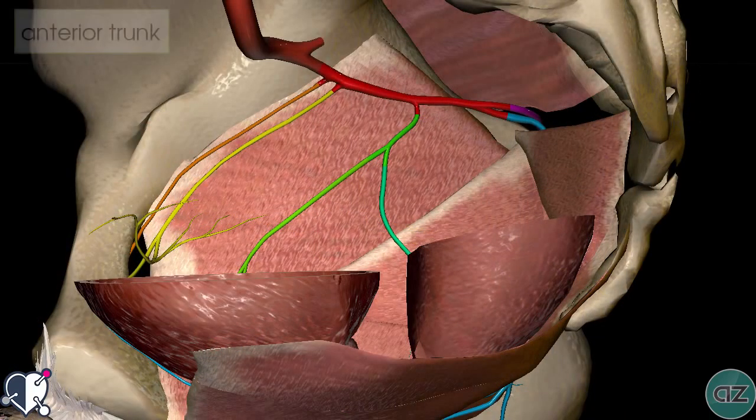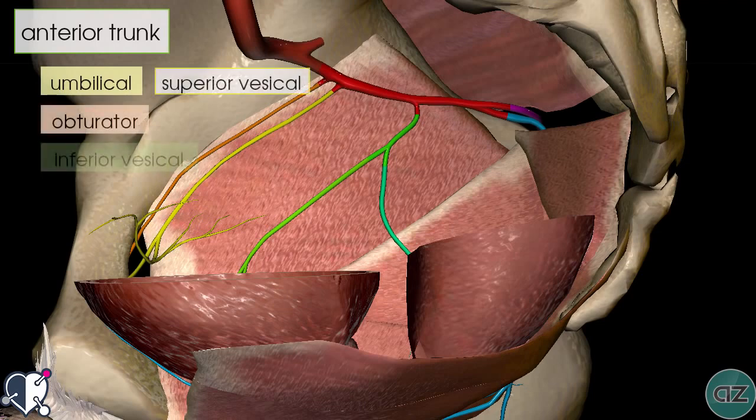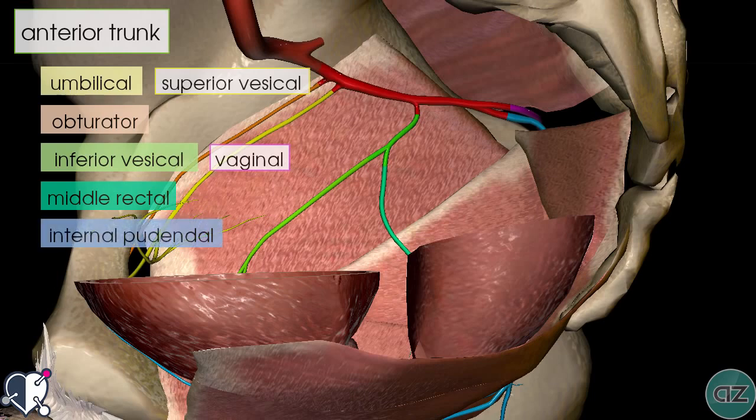Now we're looking at the anterior trunk of the internal iliac artery, and as you can see it has several branches, up to 8 which may be present. There is a lot of anatomical variation in the branches of the anterior trunk, but the main branches are the umbilical artery, which gives rise to the superior vesical artery, the obturator artery, the inferior vesical artery, which in women is called the vaginal artery, the middle rectal artery, the internal pudendal artery, the inferior gluteal artery, and again in women you have the uterine artery.